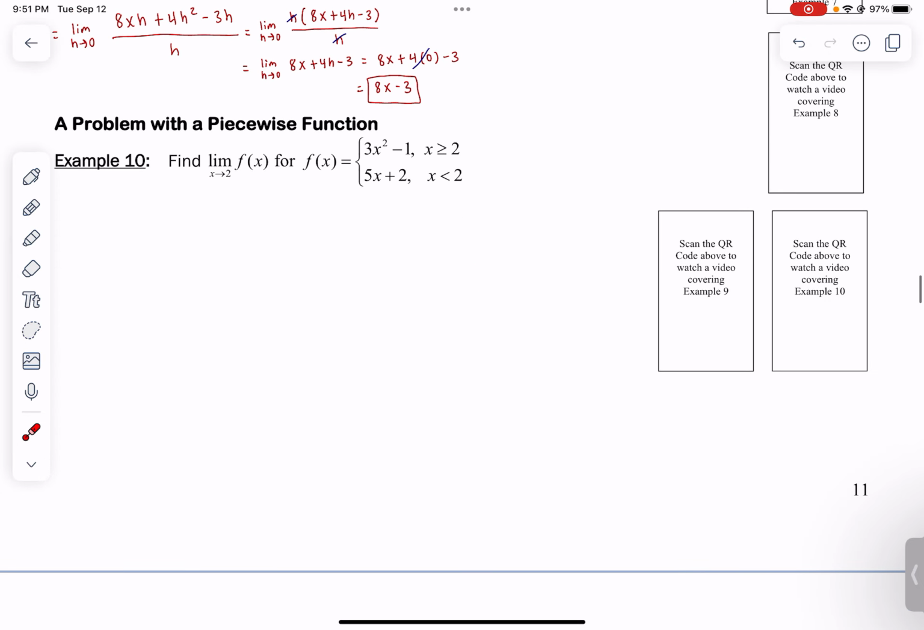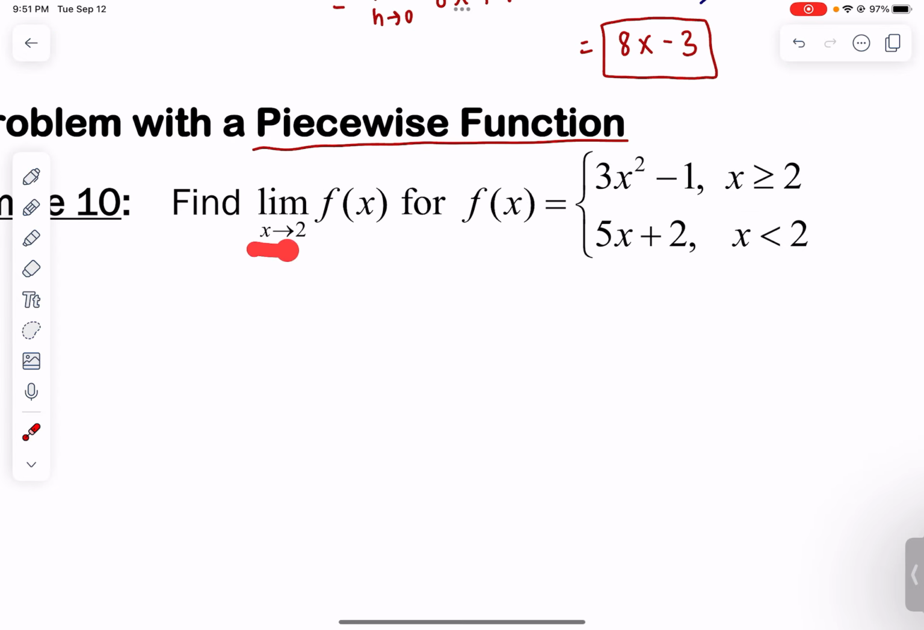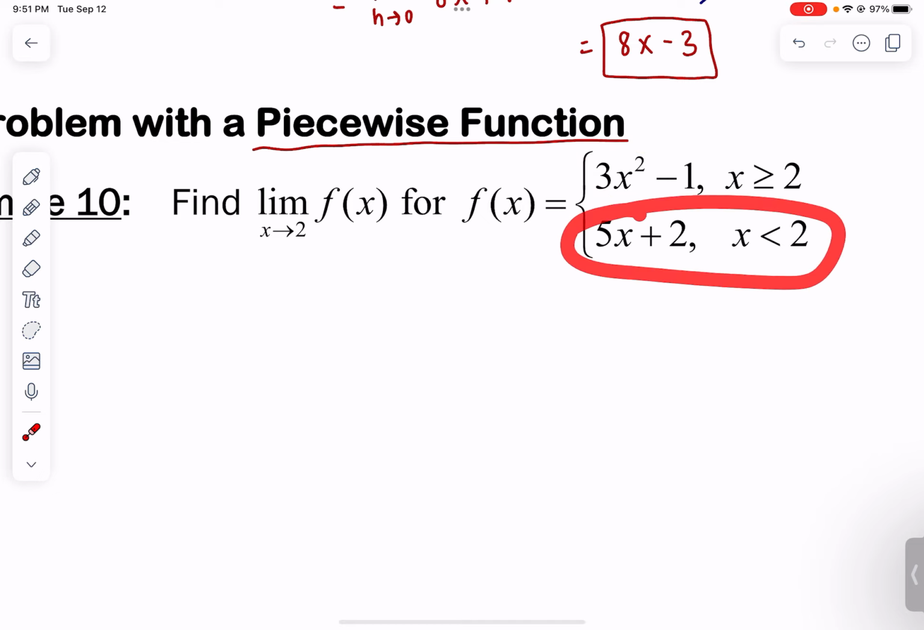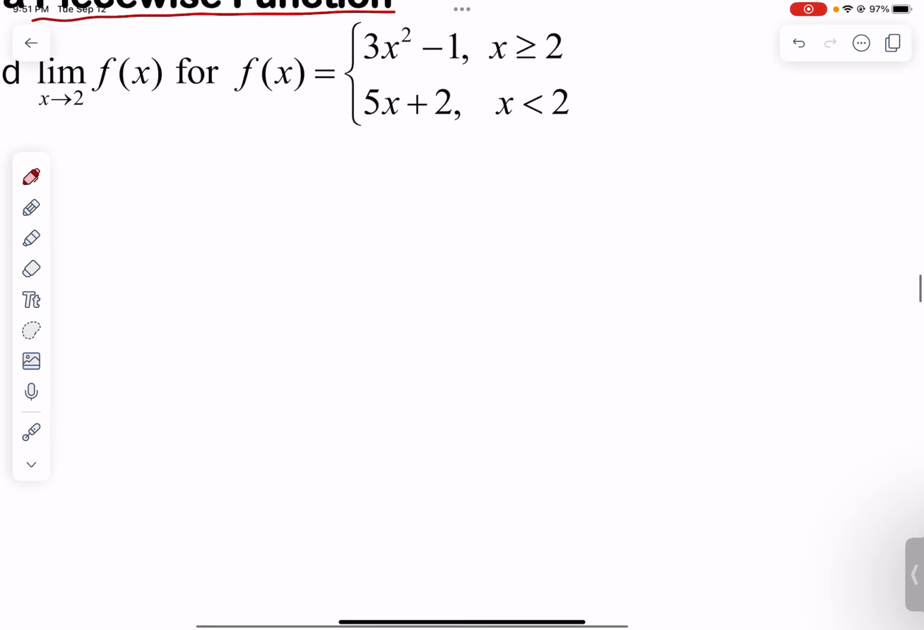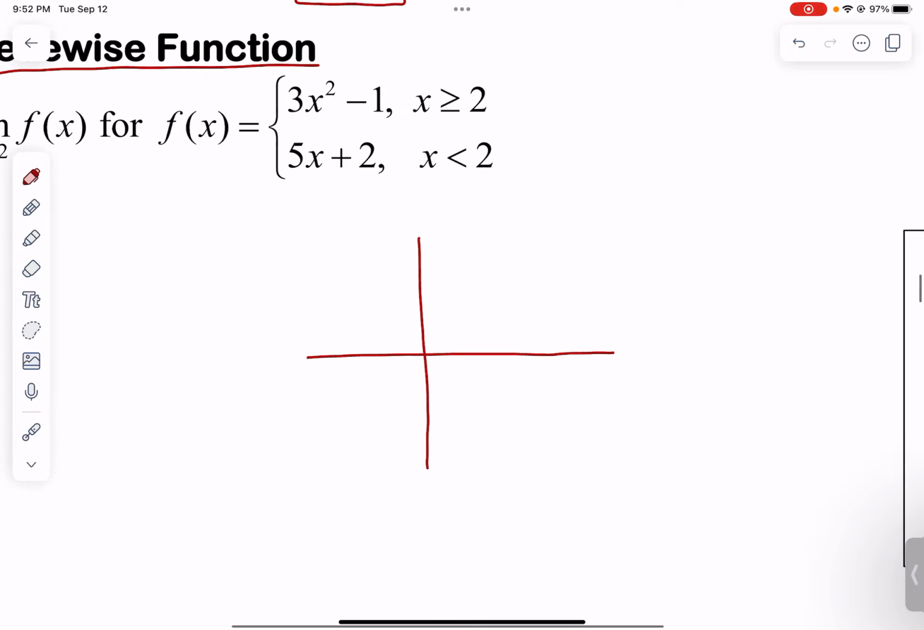For example number 10, we've got to be a little bit more careful. Here we're dealing with a piecewise function. In example number 10, they want you to find the limit as x approaches 2 of f of x. They give you f, which is a piecewise function, so you have two different functions at different intervals. For this question, I think it's helpful to draw a little picture. It doesn't have to be super accurate, but I think a picture would help with visualizing what's happening.